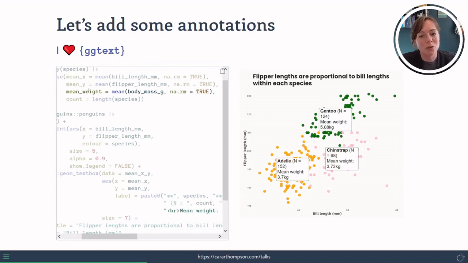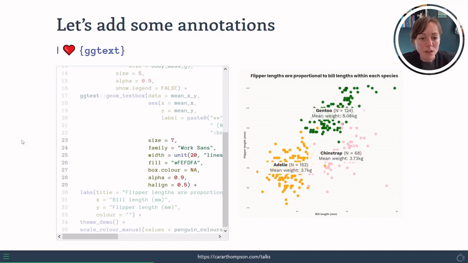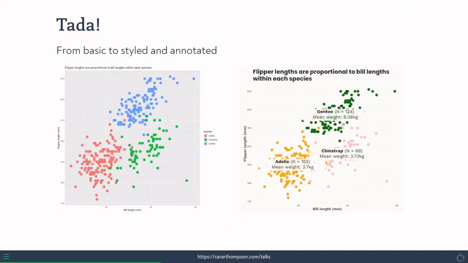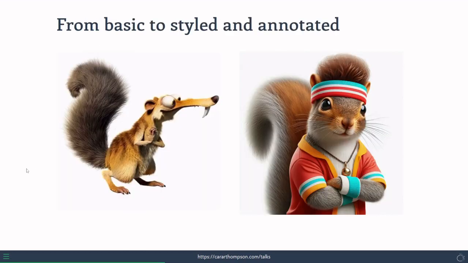So let's say we wanted to also say what the mean weight was, and we can calculate that above, and then we can feed it in again into the label. So now let's just do a bit of styling. We've got size equals 7, which we had earlier. We've fed in a font family. We're saying what width we want the box to be. So there we go. In all of this, we have gone from something that was fairly basic and not styled to something that is now styled and even annotated. And to use the analogy of the squirrels that we had earlier on, this is what we've done.